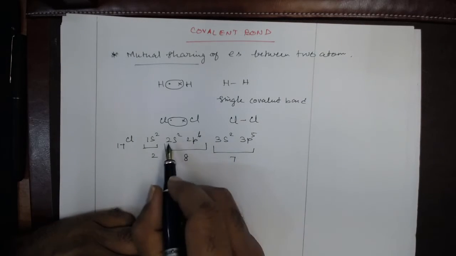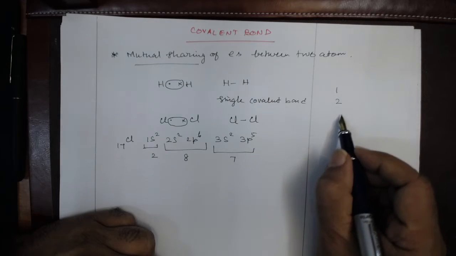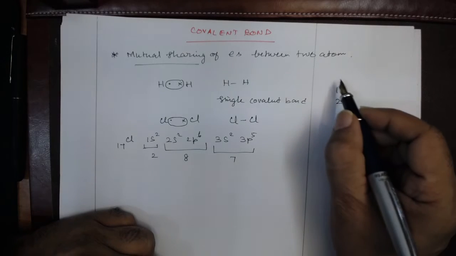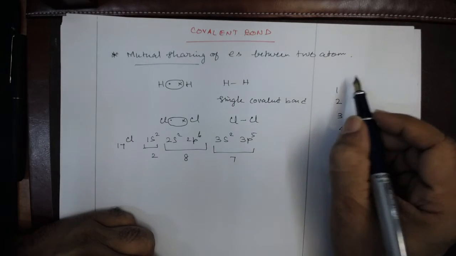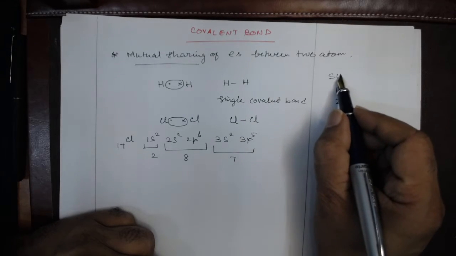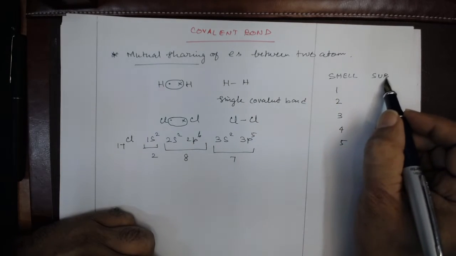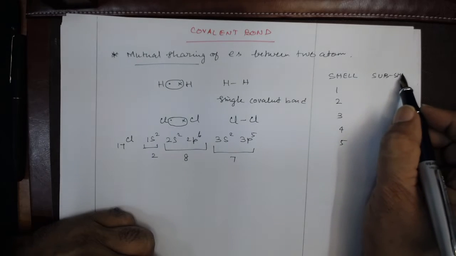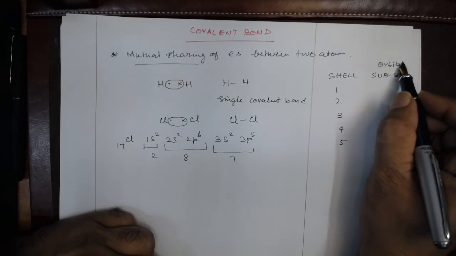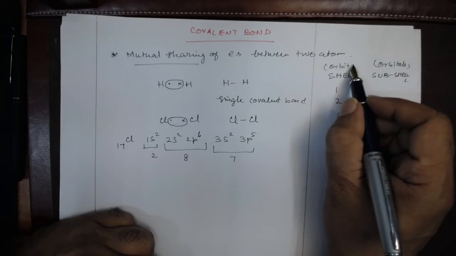Usually the electrons are arranged in the order 1, 2, 3, 4, 5, likewise. And these are all called the shell, the main energy level. And you have subshells also, and they are called orbitals. And this shell can also be called orbit or energy level.